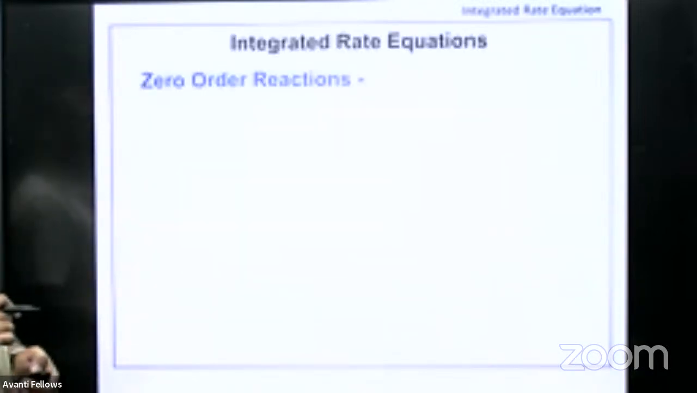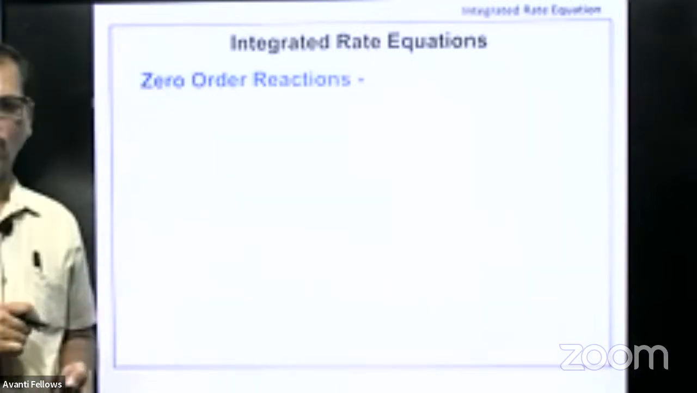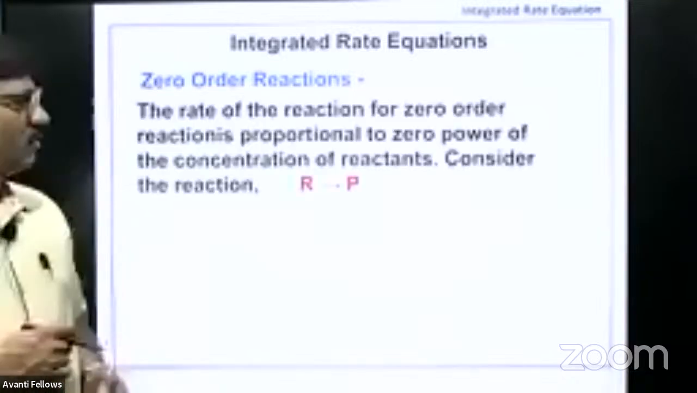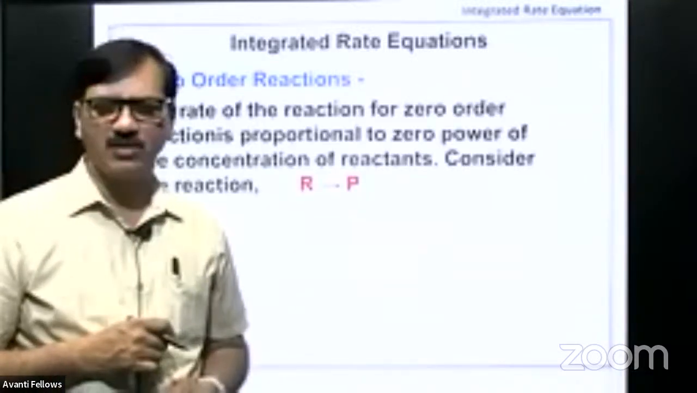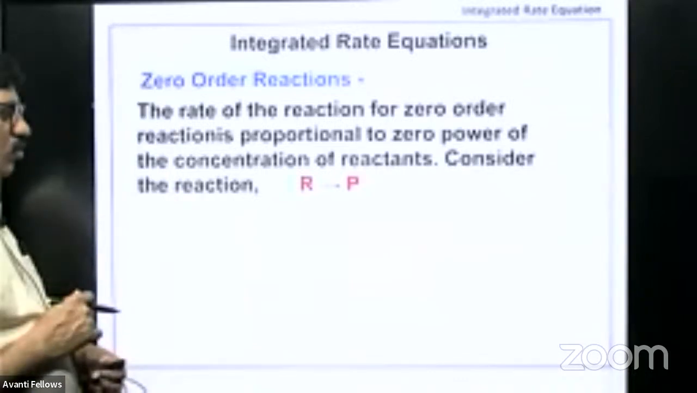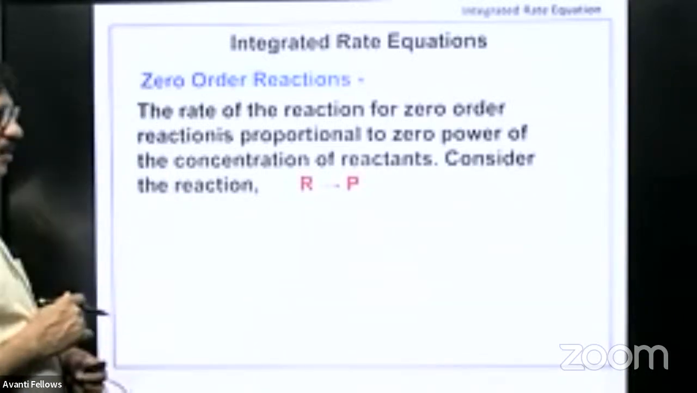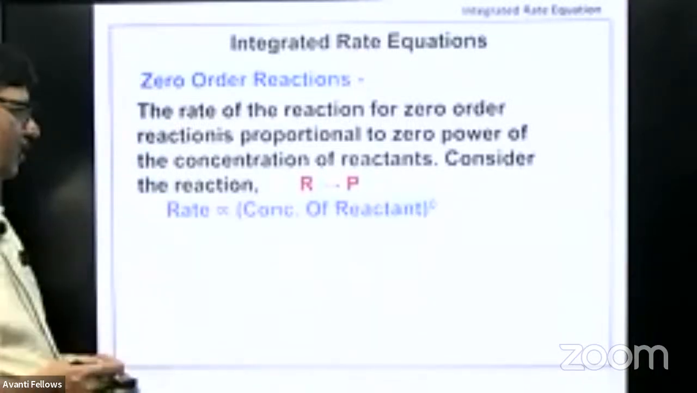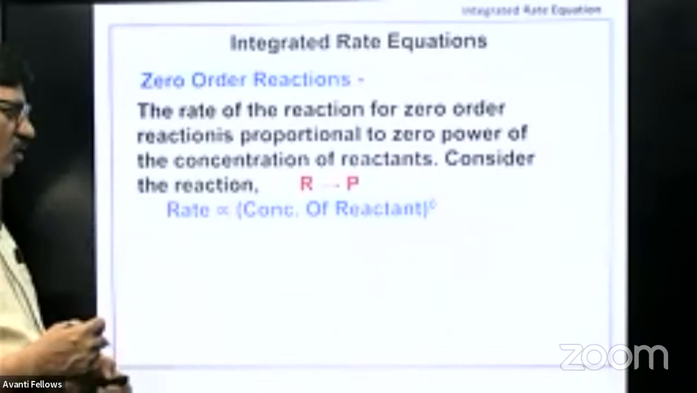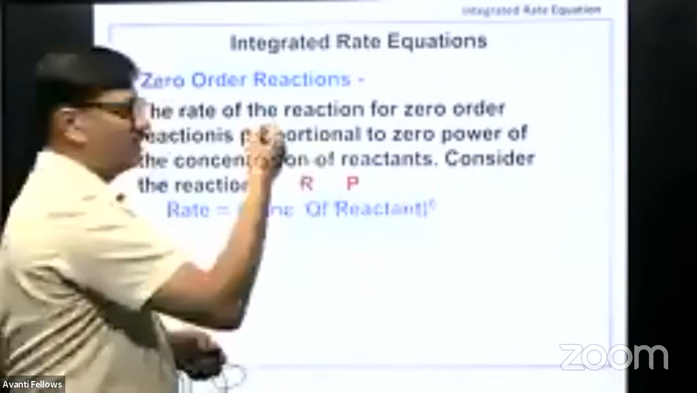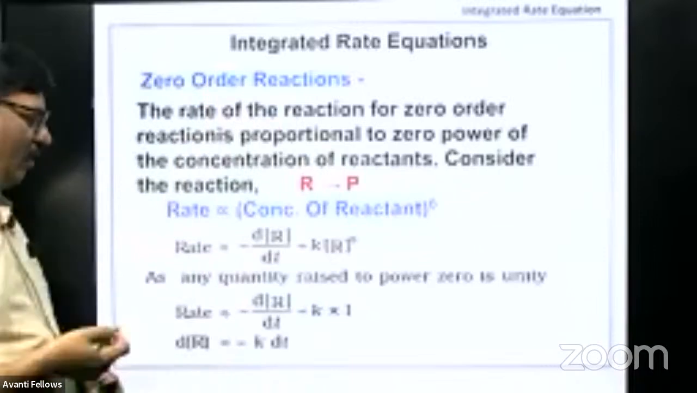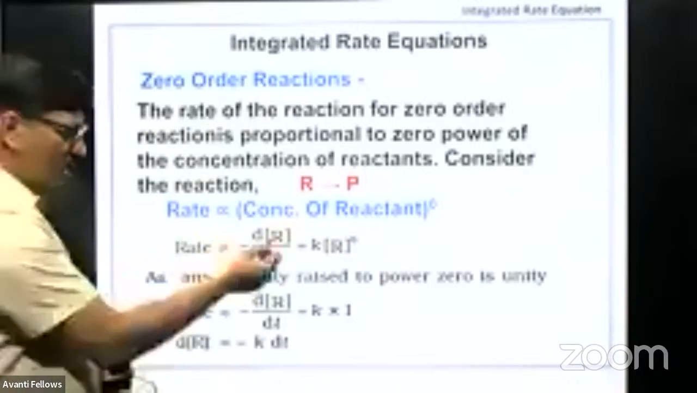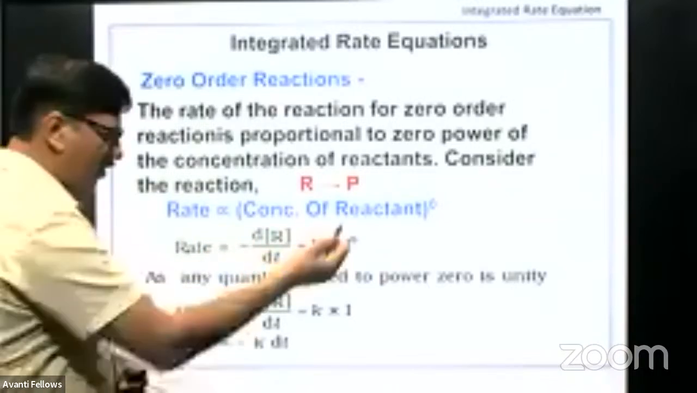So let us find out the integrated rate equation for the zero order reaction and the first order reaction, and recall how this expression is derived. Arbitrarily, let us consider the reaction R giving rise to P. R is the reactant, P is the product. Rate is directly proportional to the concentration of the reactant to the power 0, because it is a zero order reaction. Therefore we can write the differential equation this way: rate is equal to minus dR by dt equals k into R to the power 0.